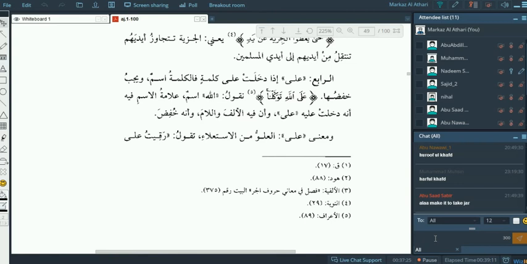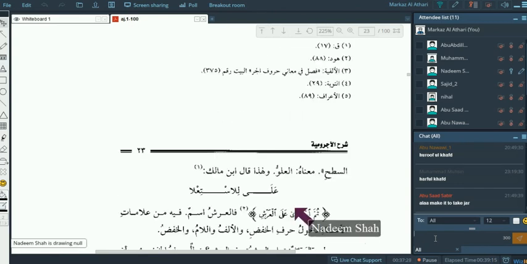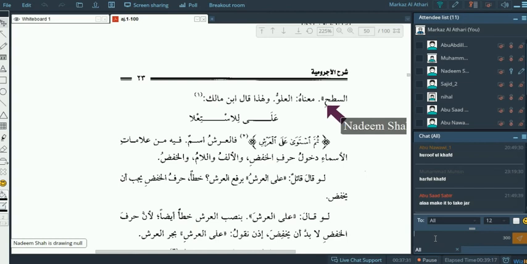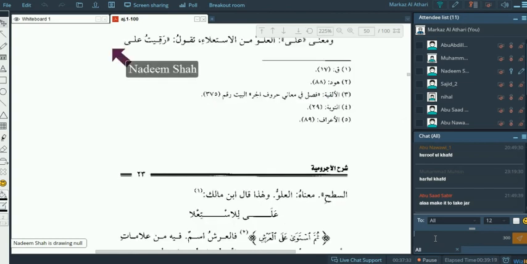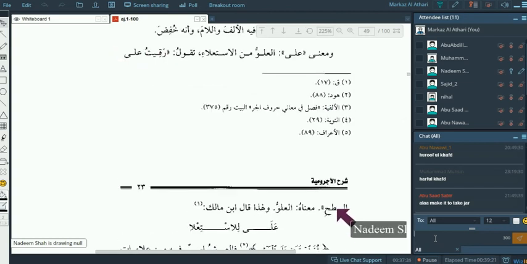Raqitu means to go up. Raqitu ala as-sathi. As-sathi means the roof. Raqitu ala as-sathi. I climbed up; ala means upon the roof.